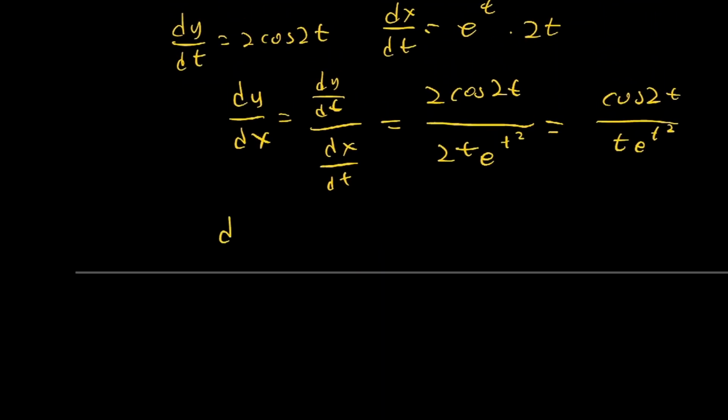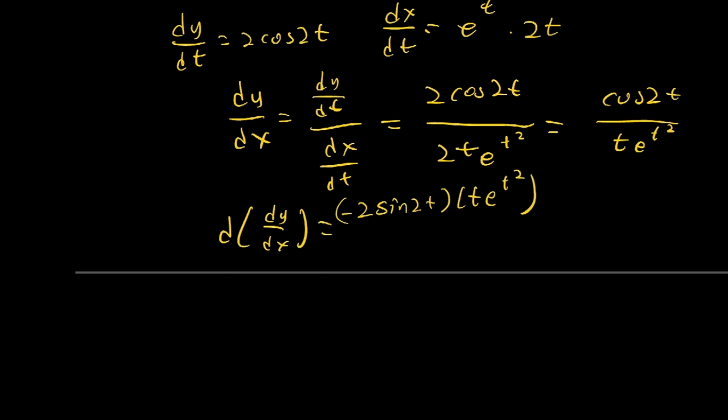So let's start out by finding the derivative of dy/dx itself. This is going to be a little bit annoying, but we need to use the quotient rule here. The derivative of the top function is going to be negative 2 sine of 2t. We're just going to multiply that with the bottom, t e to the t squared. Subtract the derivative of the bottom, we need to use product rule.